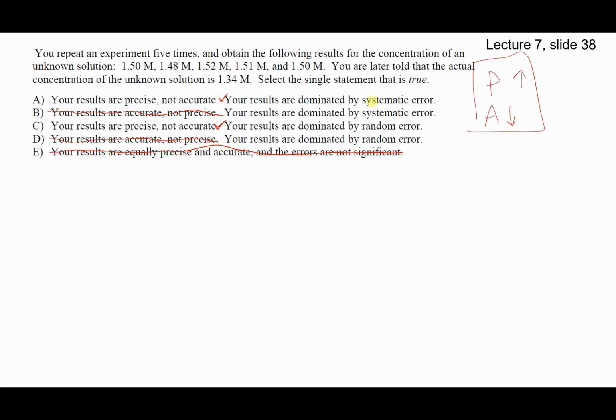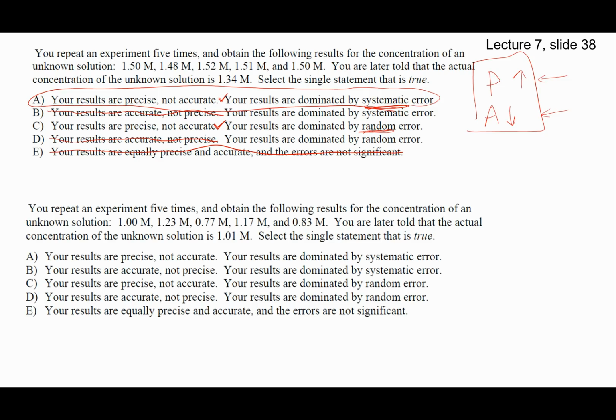And what's the difference? You want to know, is it dominated by systematic error or random error? Well, random error would affect the precision, right? But it's not. Our systematic error affects our accuracy. So we are dominated by systematic error, right? So in that case, the answer would be A.